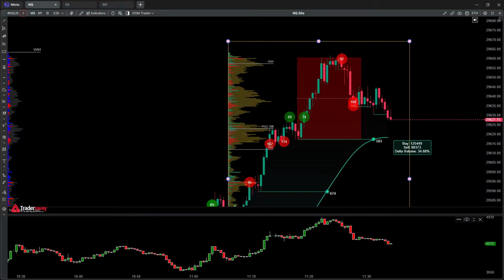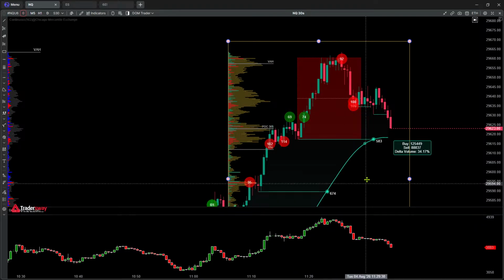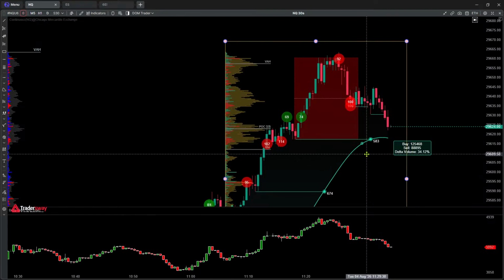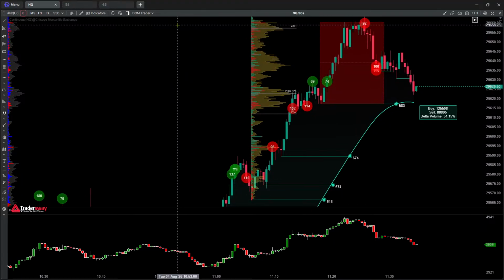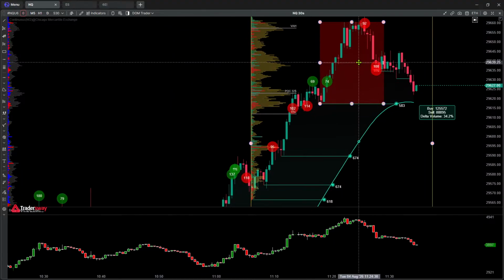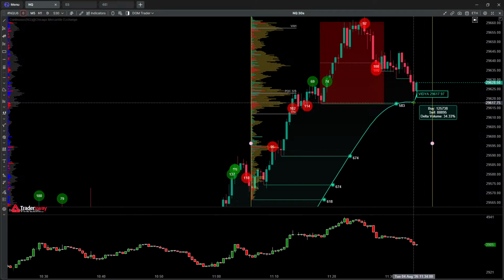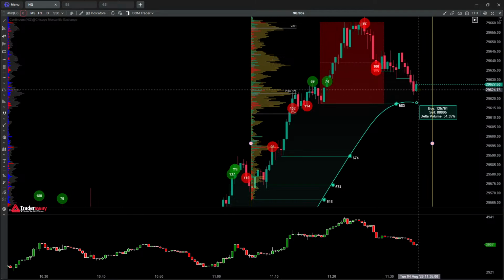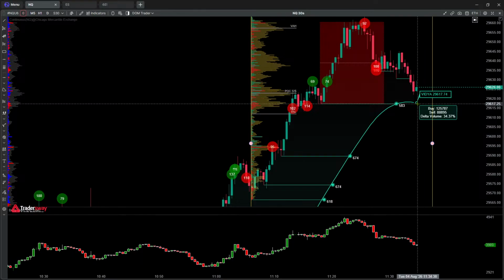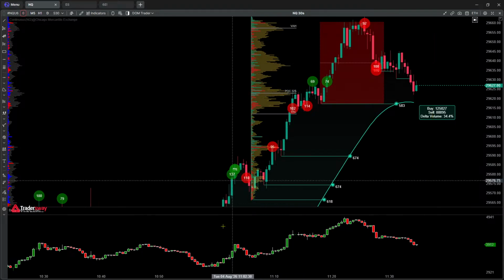That's fine. Let's look at it. It's right at the point of control. Now we have a shift in the momentum. Now all we need is for the price to break below this area, and then we can go short. So waiting for that. Now it's at the point of control.